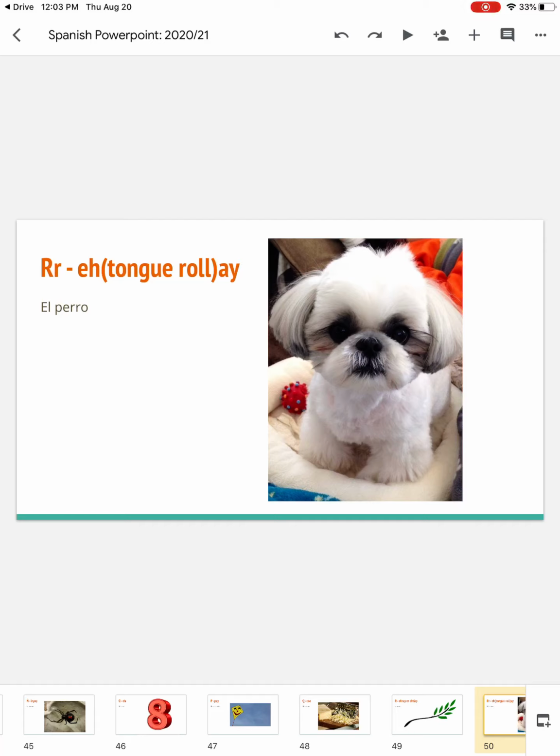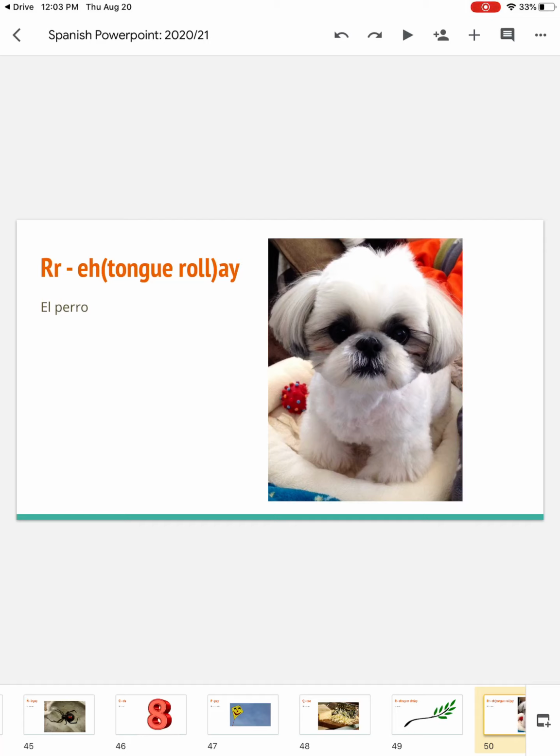Okay, so if you cannot roll your tongue or you don't quite know how, just try to think of making a purring sound, kind of like a cat, the R sound. If you can make sort of like a purring sound, then just add some voice behind it and you'll get the rolled R. And this can be used in so many words.